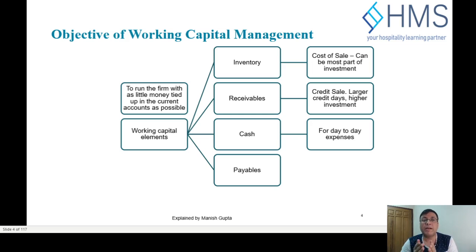Before we jump into how we manage these things one by one, let us look briefly at the benefits and the costs of keeping higher inventory.